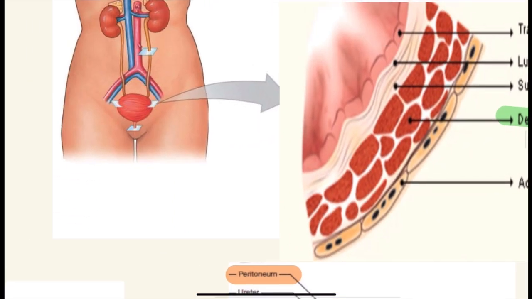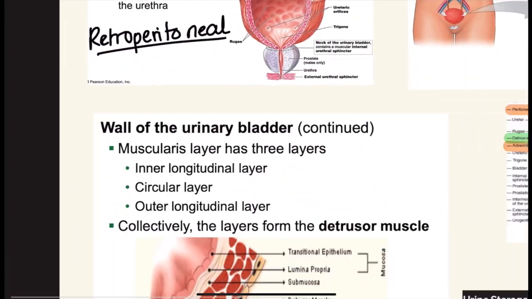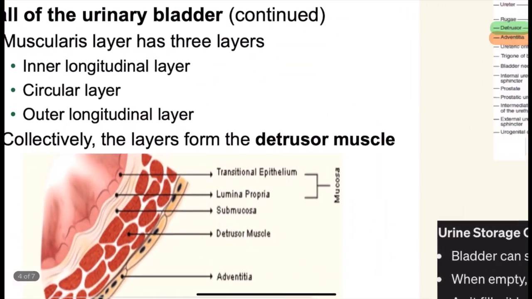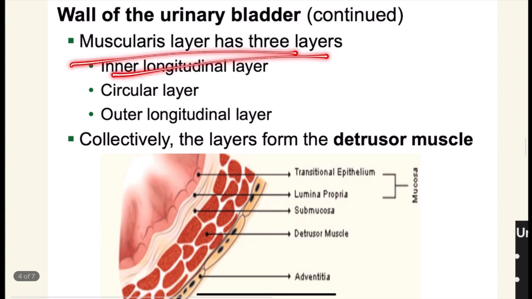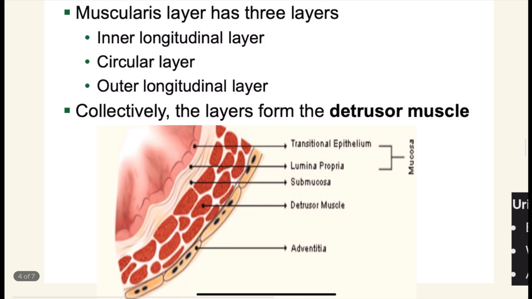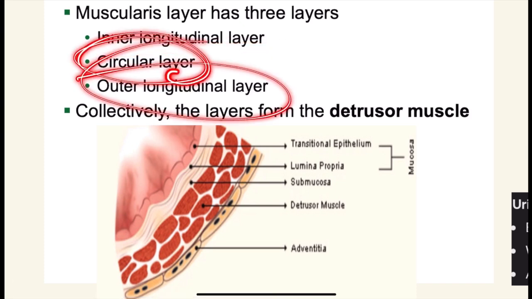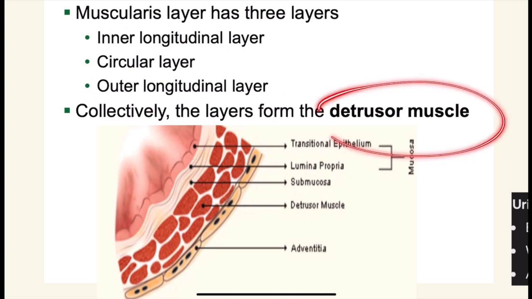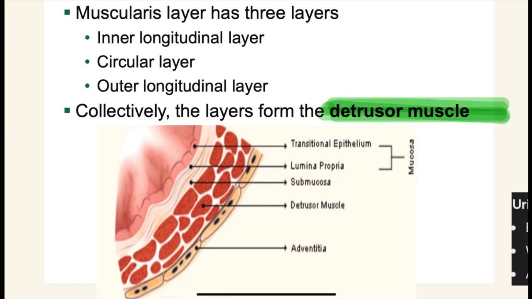Okay, now let's move on. So let's look at the layers again. Like I said, the muscular layer is going to be composed of 3 layers in itself. The 3 layers are going to be the inner longitudinal layer, the circular layer, and the outer longitudinal layer. These are all going to form an important muscle called the detrusor muscle. Important for the exam. Okay, the detrusor muscle.